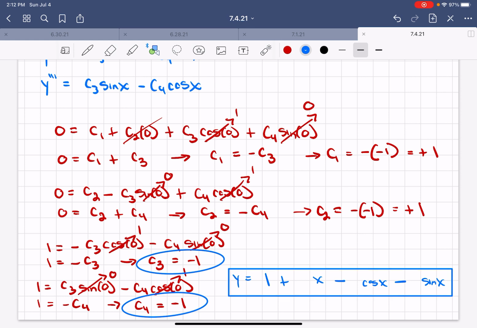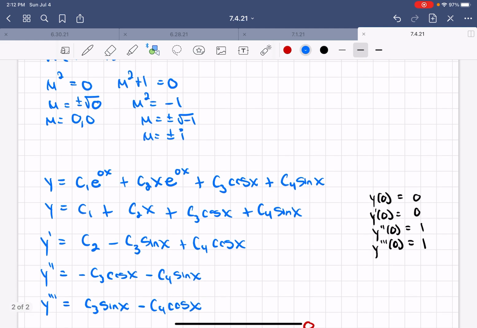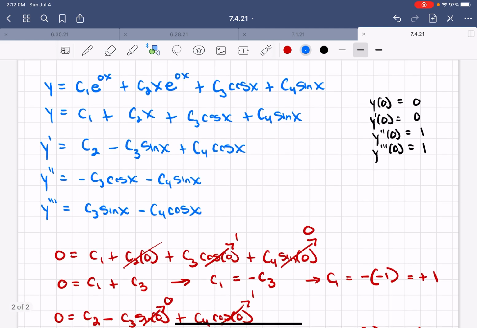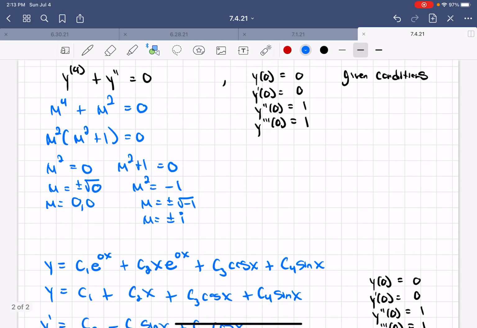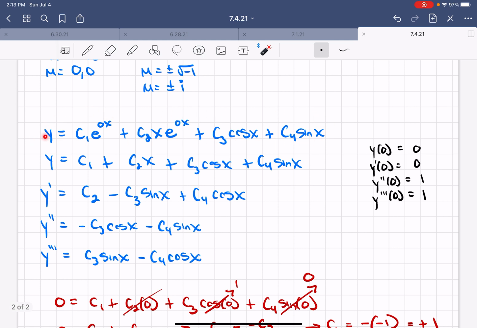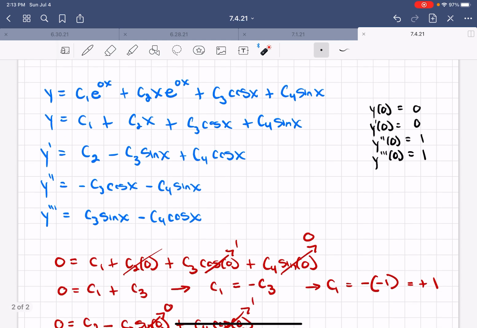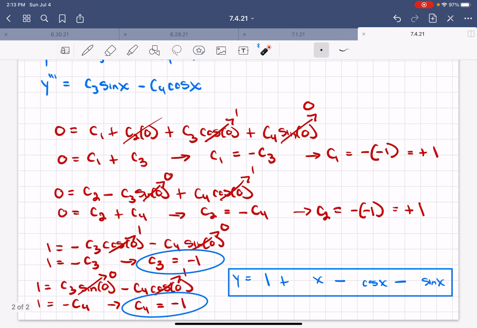I hope that helped. I know it was a little bit messy, but I'm hoping you can go through that pretty easily. There's not really much to it. The main thing is really just setting these up, finding your m's, plugging them into your y equation, and then solving for c1, c2, c3, and c4, because we have these given conditions, which allow us to solve for those constants.